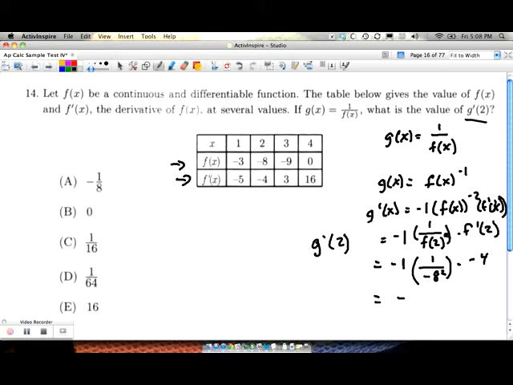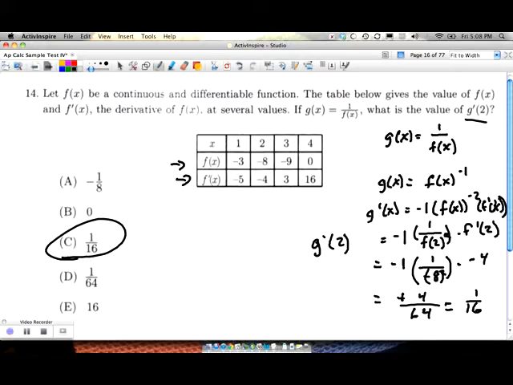Oh, this is squared. So that's going to be negative 8 squared. So it's not negative, it's positive. So f of 2 squared is negative 8 squared, and that's negative 1 times negative 4, which is 4 over 64. And 4 goes into 64 16 times. Yeah, 1 over 16. Boom. Pause it if you want.